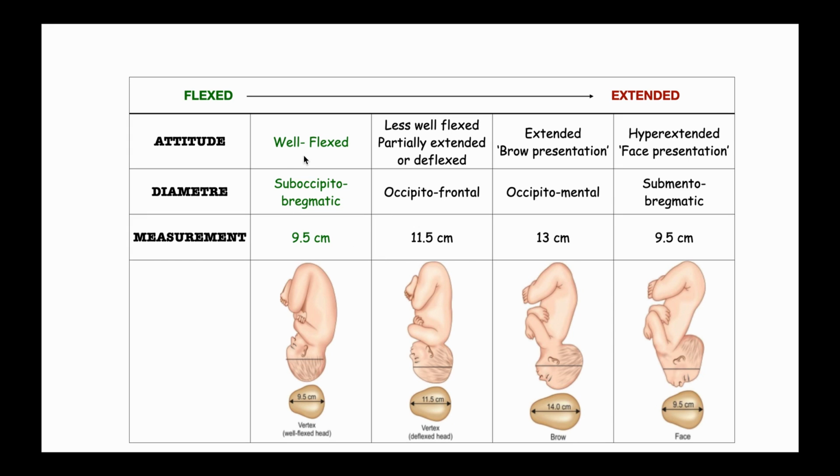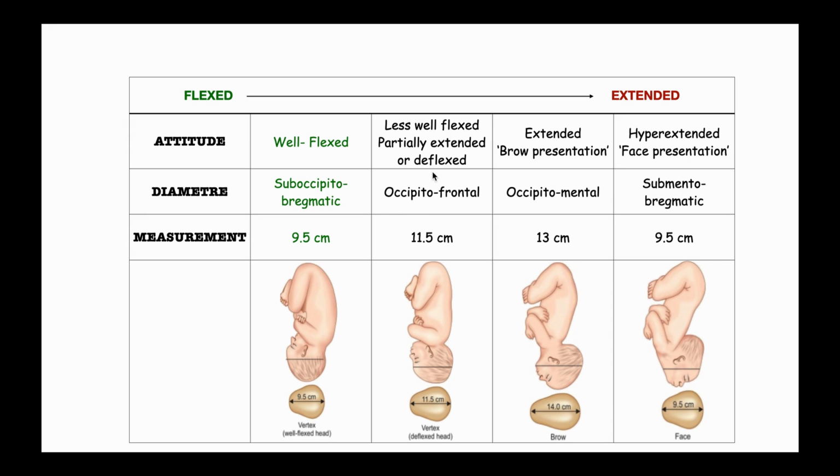And so these are the attitudes. So we have a well-flexed head, which is the ideal. As I mentioned, the suboccipitobregmatic, and the measurement is 9.5 centimeters. So this is how the baby looks. So this is what we expect. This is the normal thing.